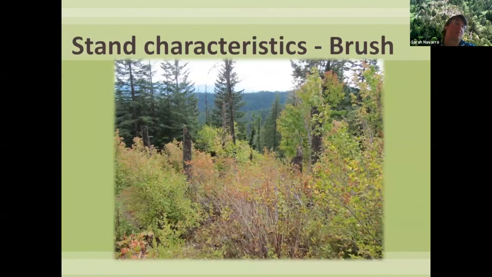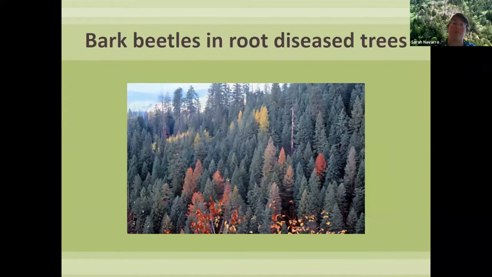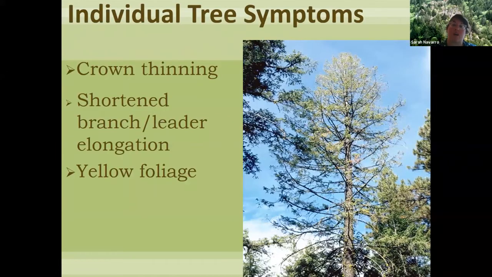And then again, brush field. So this is a really good photo of some, I think, ocean spray that has come up into this root disease center. You see the older stumps, the older dead trees in there. And then again, bark beetles in root disease trees. I've seen this a lot up on Mary's Peak. There's a couple root disease centers up there that we can always characteristically find Douglas fir bark beetle associated with them.